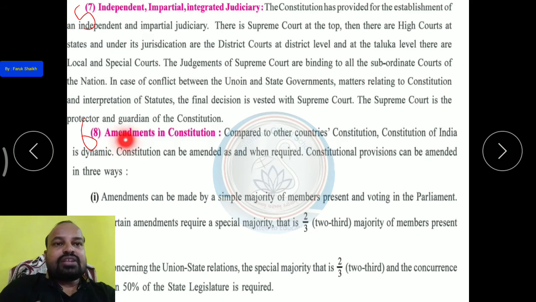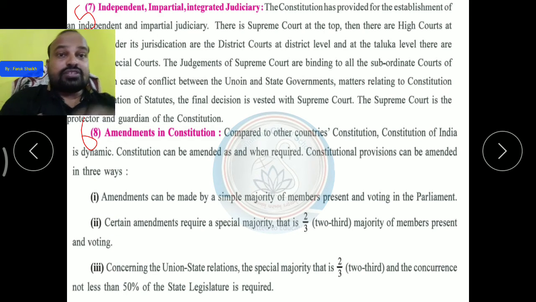Now, amendment in the Constitution. Whenever it is necessary that some types of rules are needed for the people, for the welfare of the people, that type of new rules can be added to the constitution by amendment. It is also our right. Right to constitutional remedies.